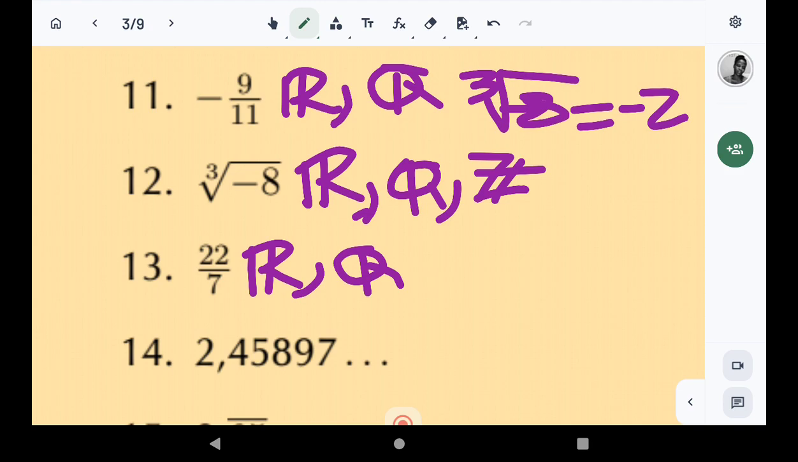2,45897, that is a real number. But it is irrational because the pattern does not repeat and it does not end. So it is an irrational number.